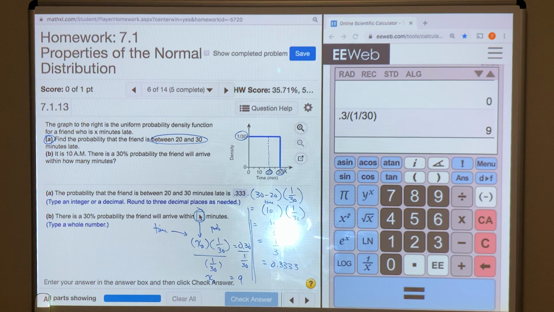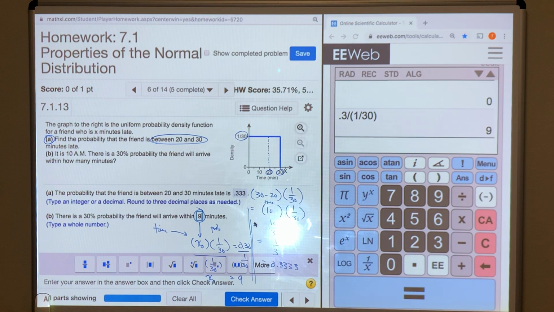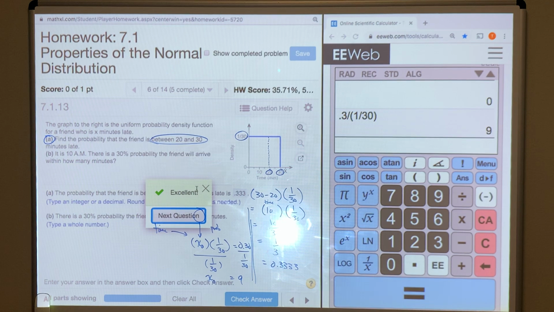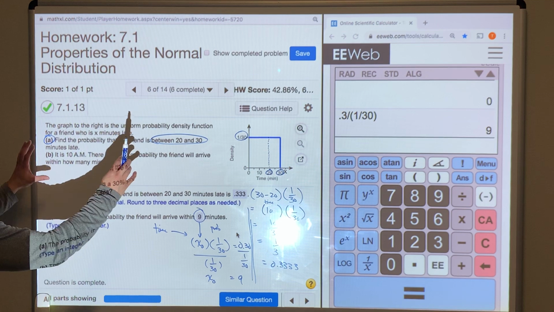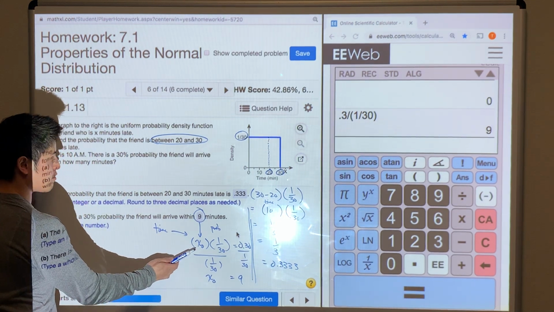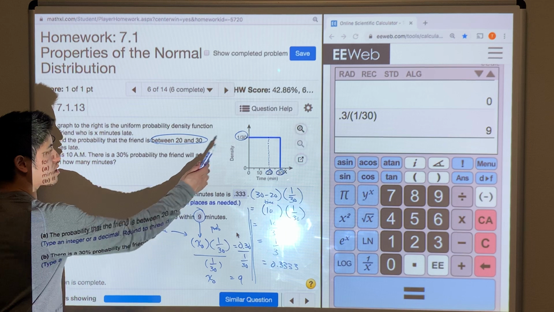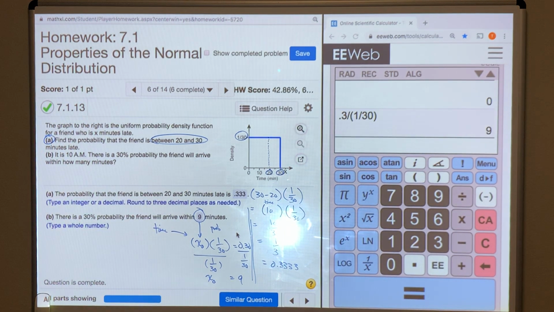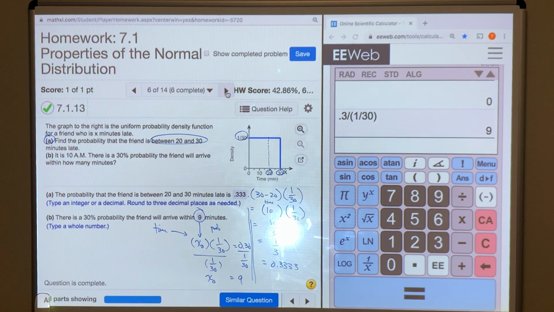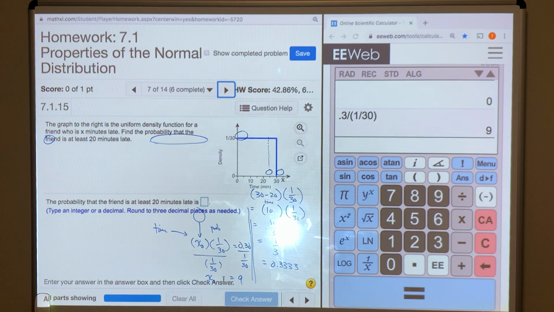So what does that mean? Here it is. There is a 30% probability that the friend will arrive within 9 minutes. So based on this model, if somebody arrives within 9 minutes, this model said there's a 1 out of 30 probability of that happening. So the chance of that is 0.3. Okay? So that's the uniform probability, and the chance based on that is 0.3. Done.